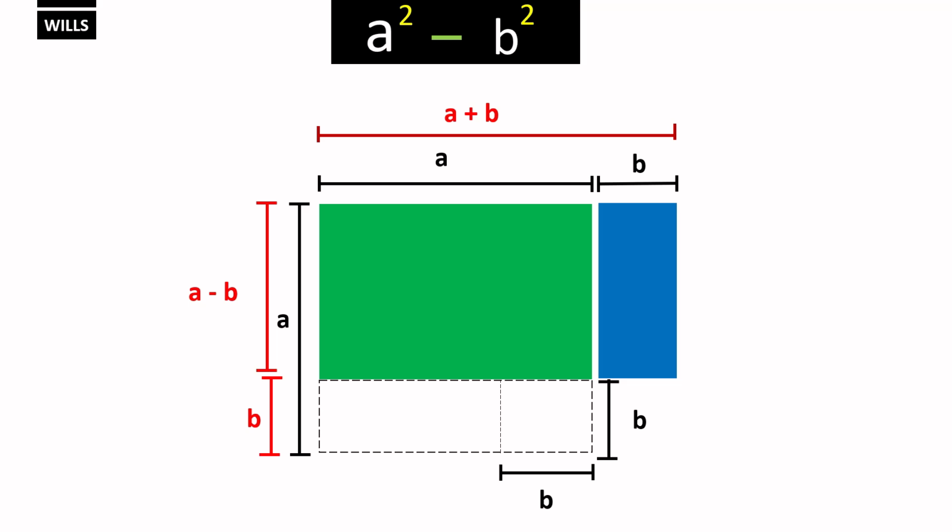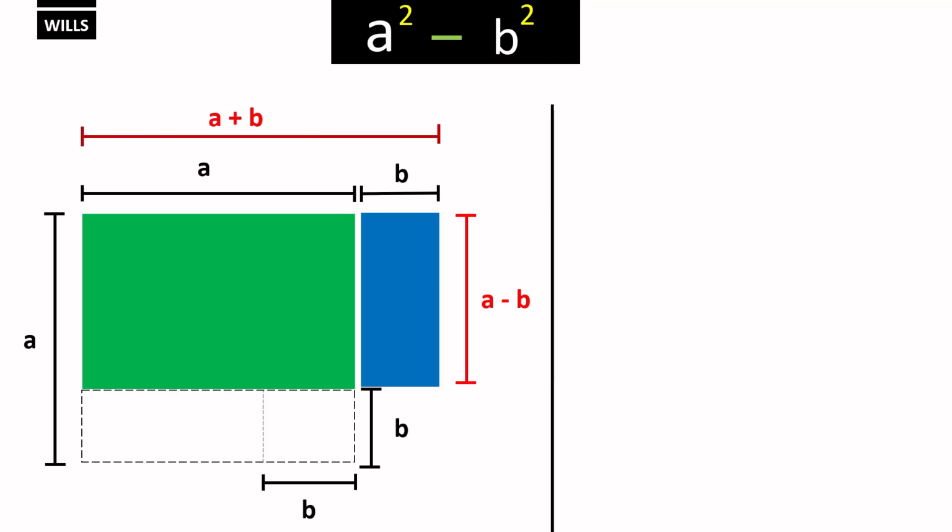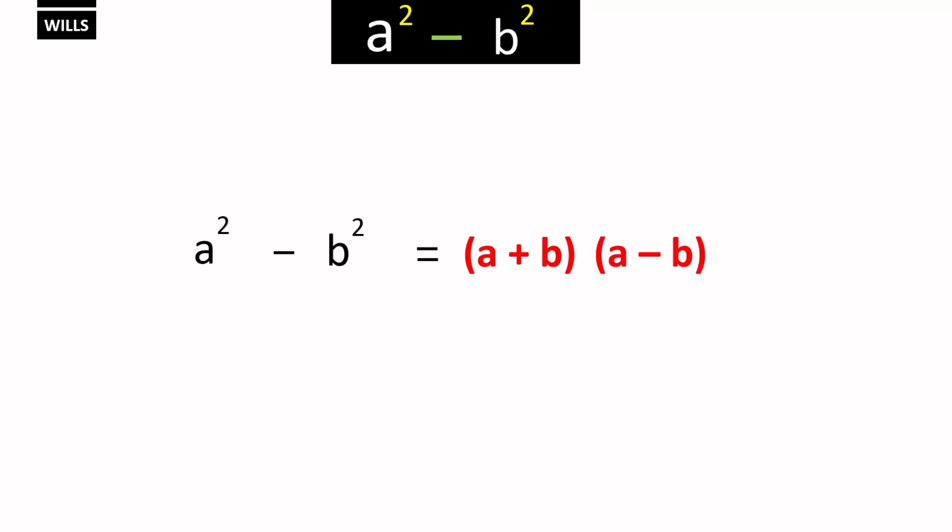Now let's find the area of this new shape, and that will be the answer for a squared minus b squared. So the area of our new shape, which represents a squared minus b squared, is equal to length times width, which is a plus b times a minus b. This is the answer for expanding a squared minus b squared.